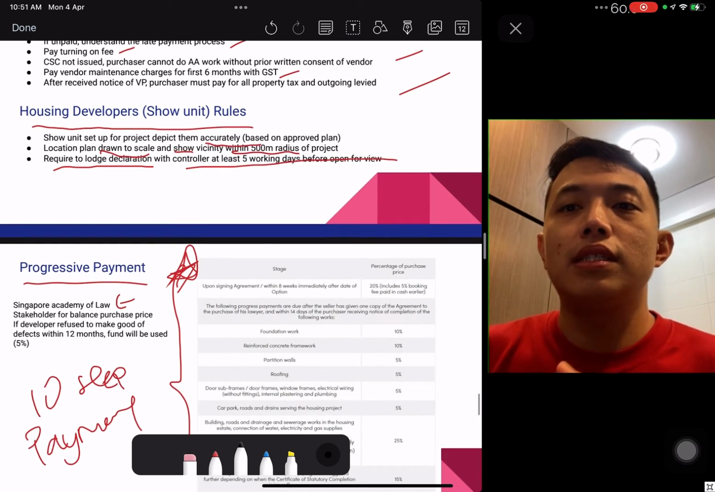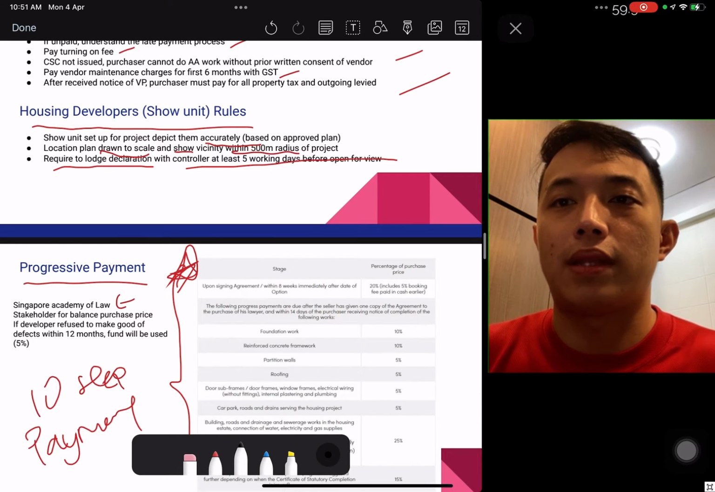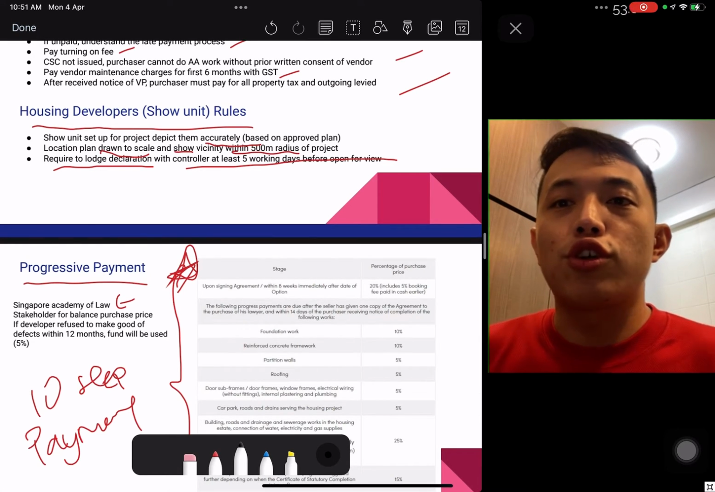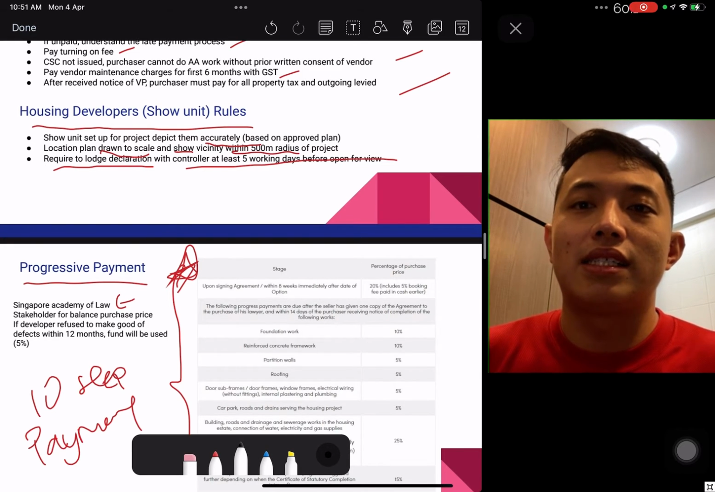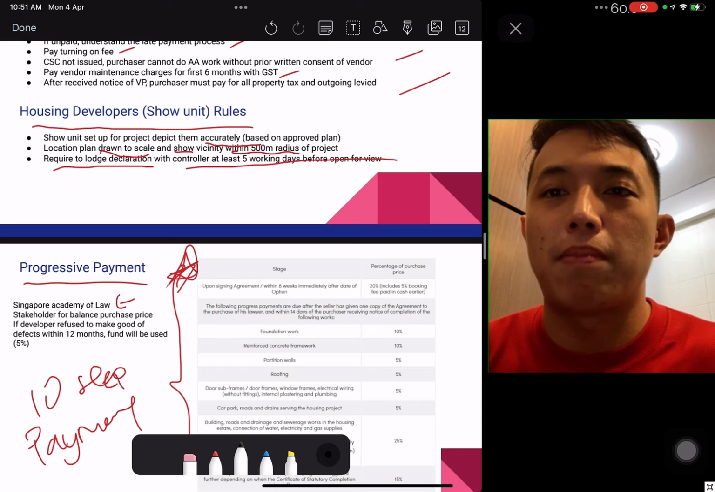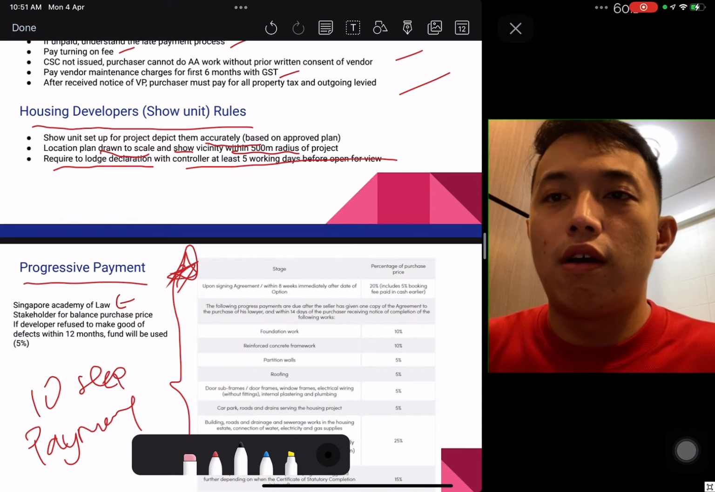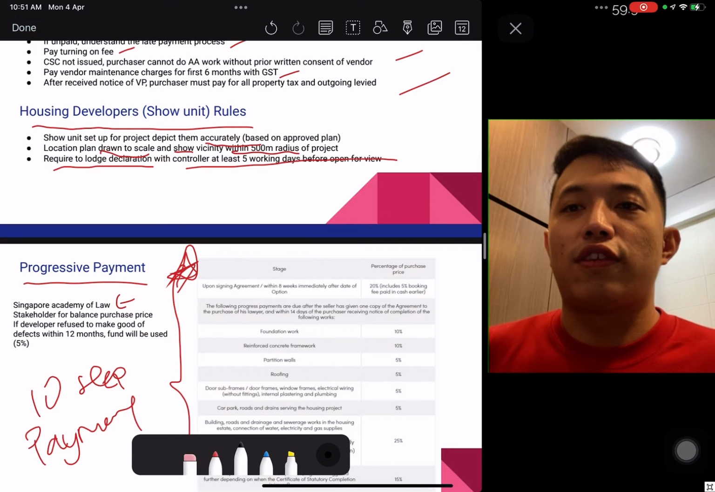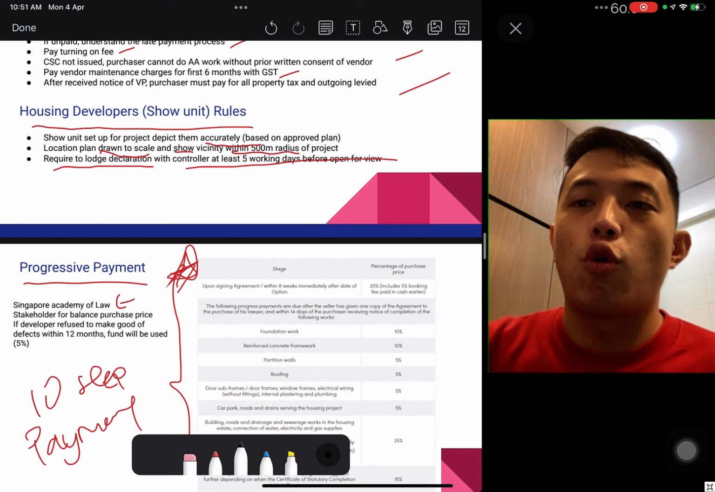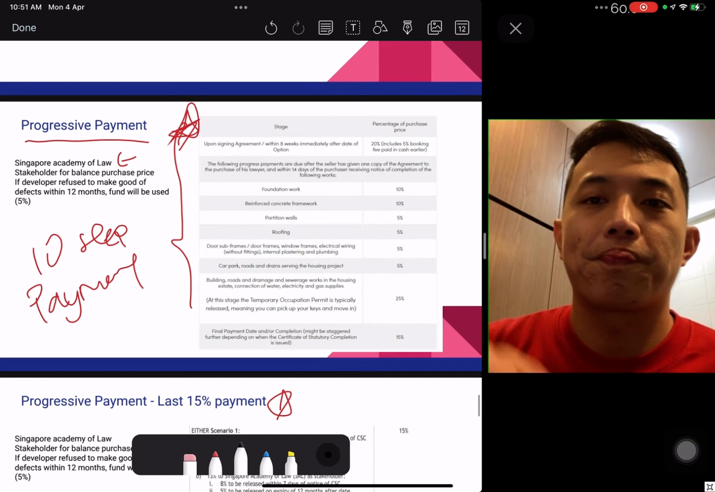So, developers' show unit rules. These have been tested. All show units must be displayed accurately according to the approved plan. All of the land plan and location plan must be drawn to scale, showing the vicinity within a 500 meter radius. Lodge a declaration with the controller before the opening of the showroom.